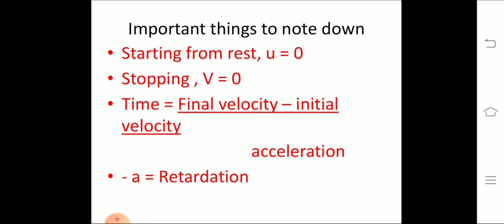Next, some important things you have to note down. If the question says starting from rest, then u will be 0. If it is stopping, then v is equal to 0. And time, if we have to find, it is final velocity minus initial velocity divided by acceleration. It did not come proper here, but it is final velocity minus initial velocity divided by acceleration. And if there is negative acceleration, then it is retardation. Okay, clear?